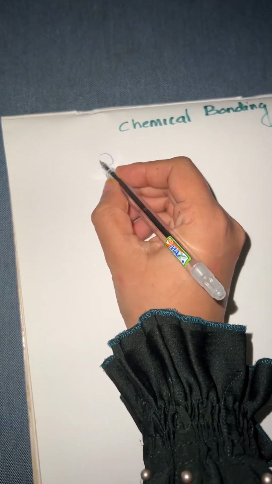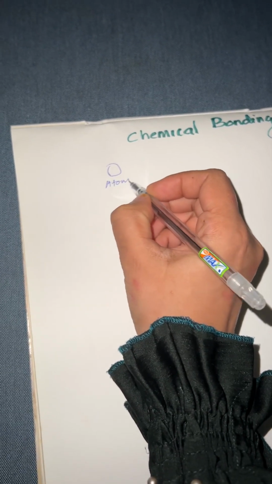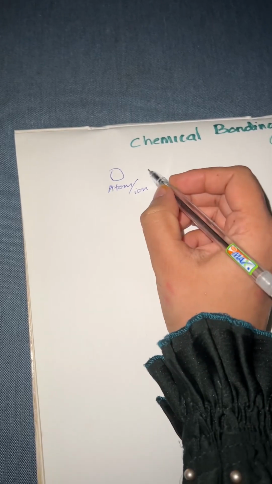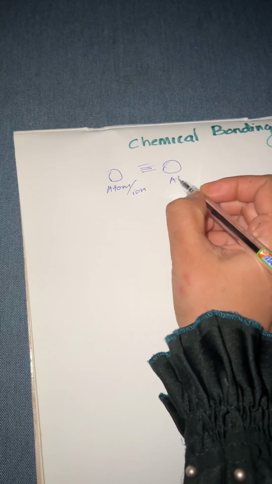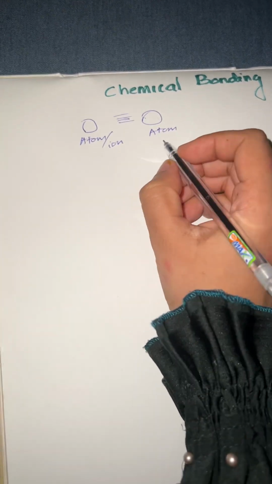So what is this chemical bonding? It is the attractive force between an atom or an ion, binding to another atom or an ion.